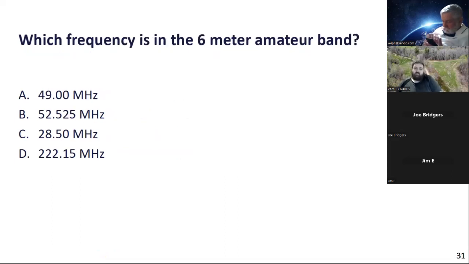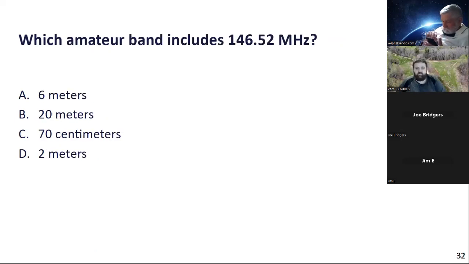Which frequency is in the 6-meter amateur band? B. 52 to 52.5 megahertz. If you saw earlier, we talked about the 6-meter band being from 50 to 54 megahertz. So that's right there in between the two, in between 50 and 54. So we know that's the one that's in the 6-meter band.